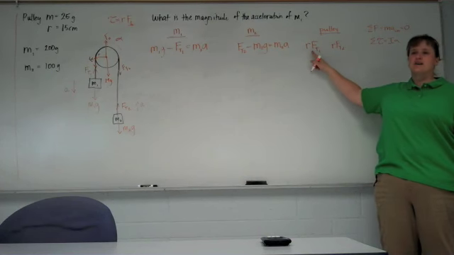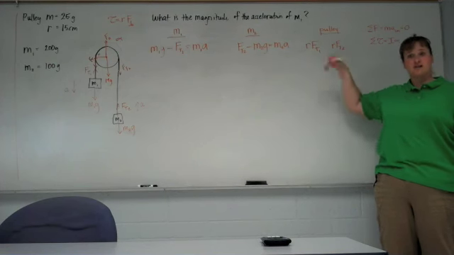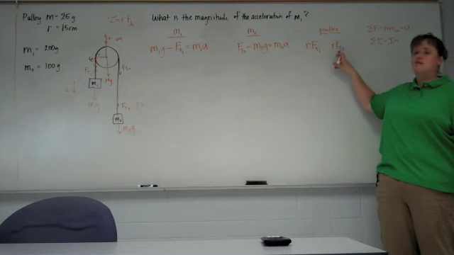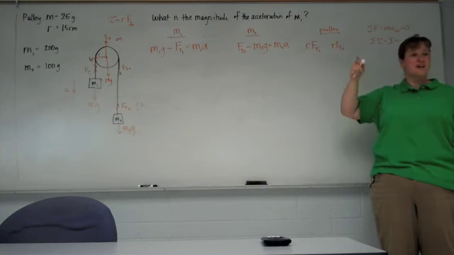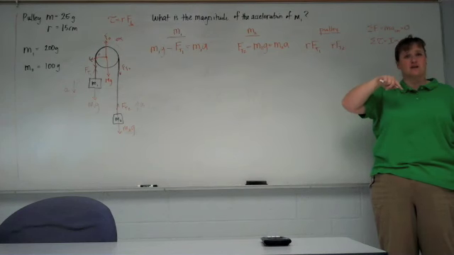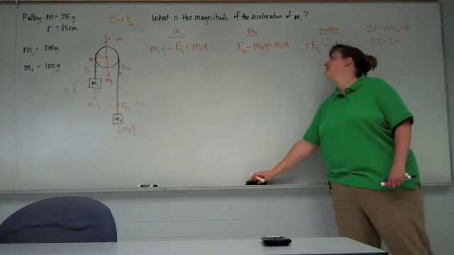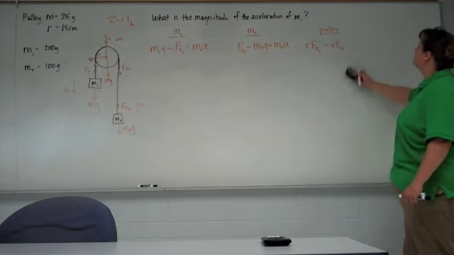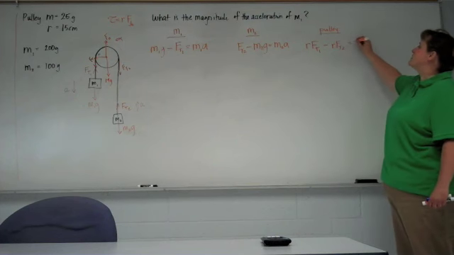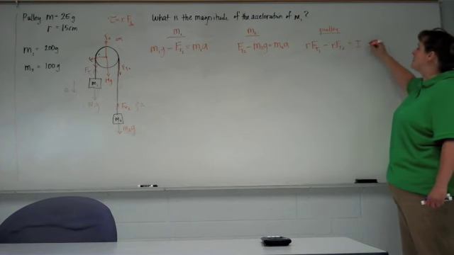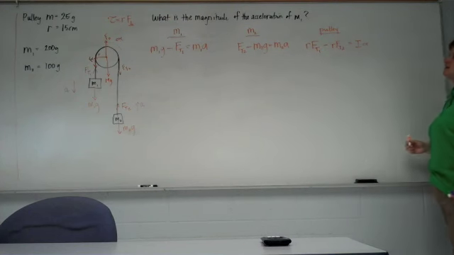Tension 1, which way is it making the pulley rotate? Clockwise, positive direction. Force of tension 2, if it was all by itself, would make the pulley rotate counterclockwise. So it's negative. So that has to equal the moment of inertia of our pulley times the angular acceleration.